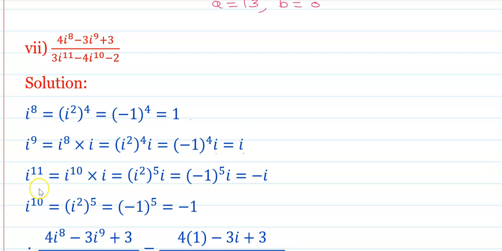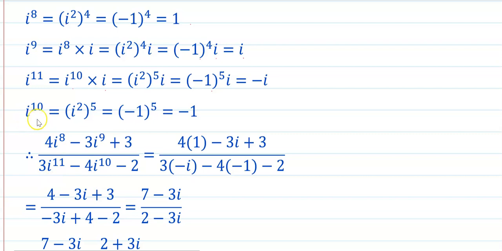I raised to 11 can be written as i raised to 10 into i. I raised to 10 means i square bracket raised to 5 into i. But i square is minus 1. Minus 1 raised to 5 into i. Minus 1 raised to 5 means what would you say? Minus 1 into i. Overall minus i. I raised to 10 is equal to i square bracket raised to 5. But i square is again minus 1. Minus 1 raised to 5, then you are getting minus 1.